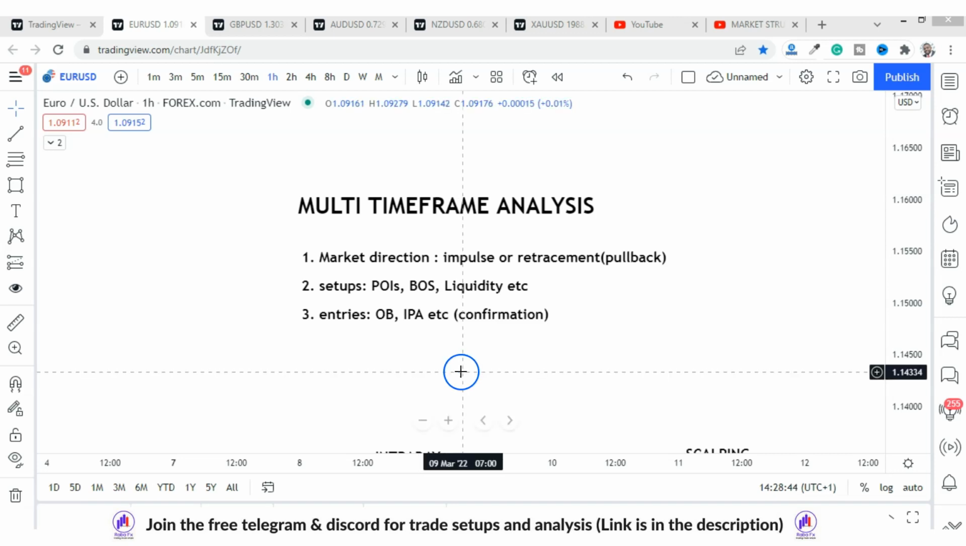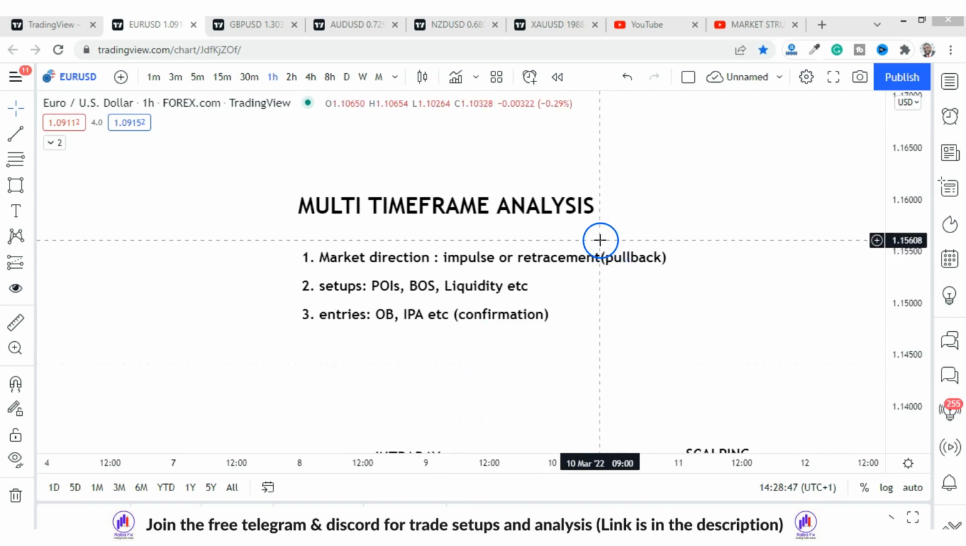In today's video we'll be looking at multi-time frame analysis. I've been getting a lot of questions on how to get the direction right, because to be honest, sometimes you see the direction going bullish, next you go to another time frame, the other time frame is going bearish, you go to a lower time frame, the time frame is going bullish, and so on, and that can make you get confused.